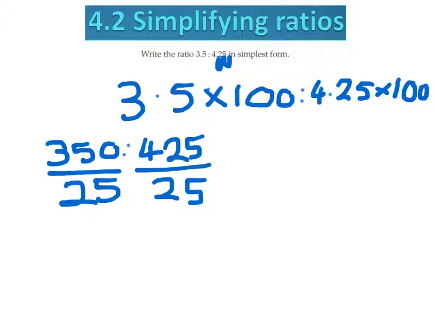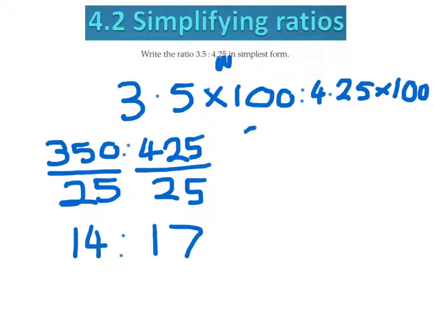And in the 50 I'll have 2, so 12 plus 2 gives me 14 on this side. And on the other side I'm going to look at the 400. That gives me 16 25s, and then I have 1 25 left over. So it gives me a ratio of 14 to 17.